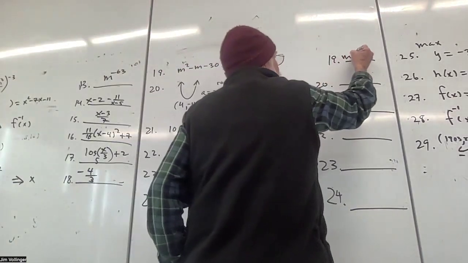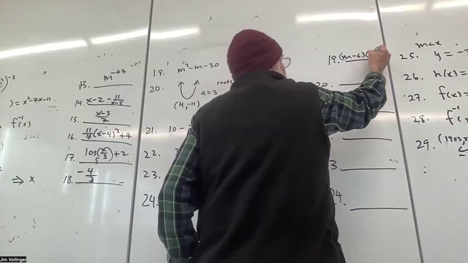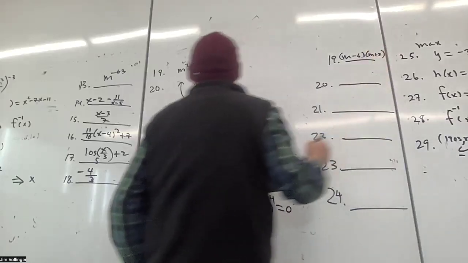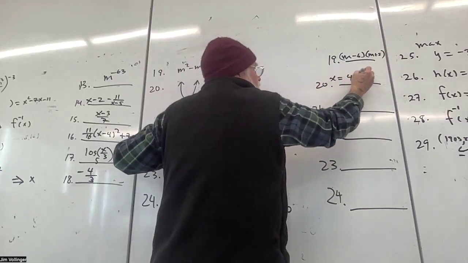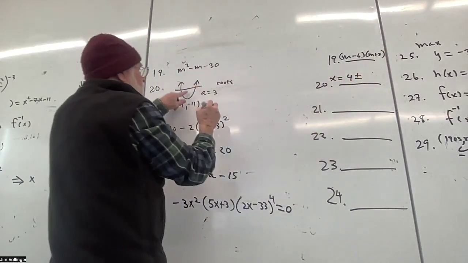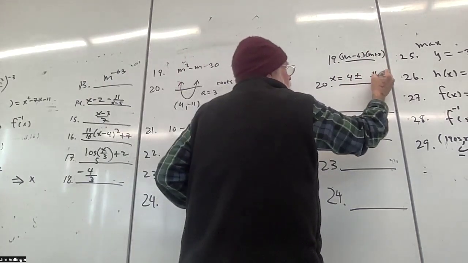Factoring. M minus 6 times m plus 5. Roots, measuring from 4. So x equals 4 plus minus. Got to go up 11 units and divide by 3. Square root.